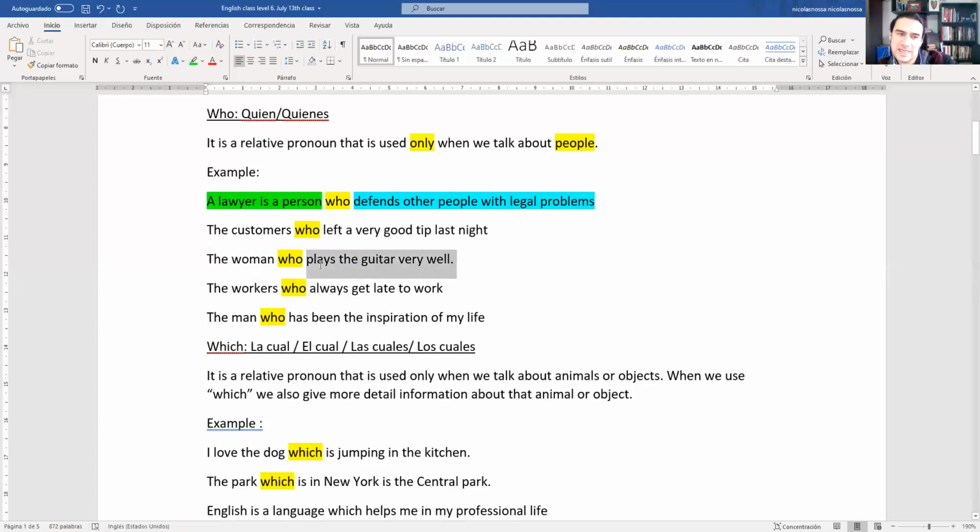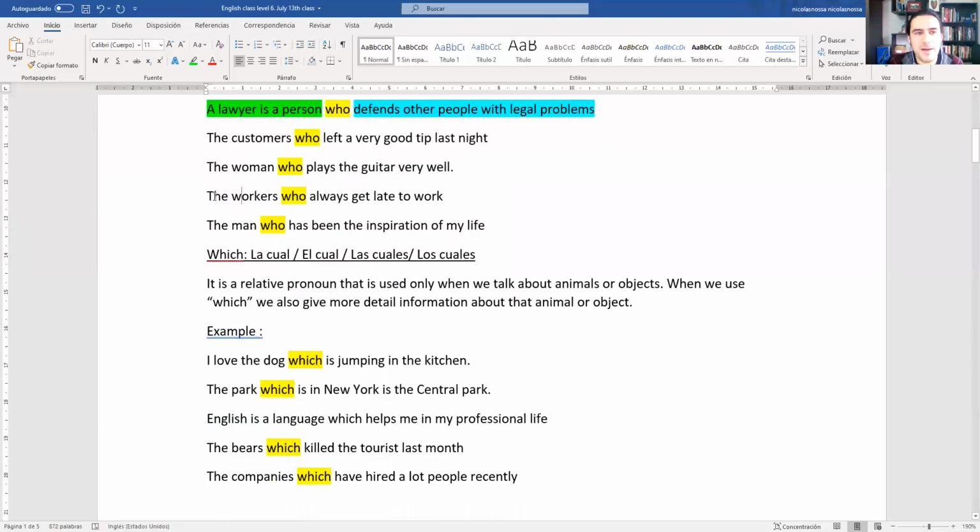So this is describing this person. Another example, the workers who always get late to work. In this case, I'm talking in plural, people, workers who, the same connector, always get late to work. Descriptive sentence, okay? And the last example, the man who has been the inspiration of my life.